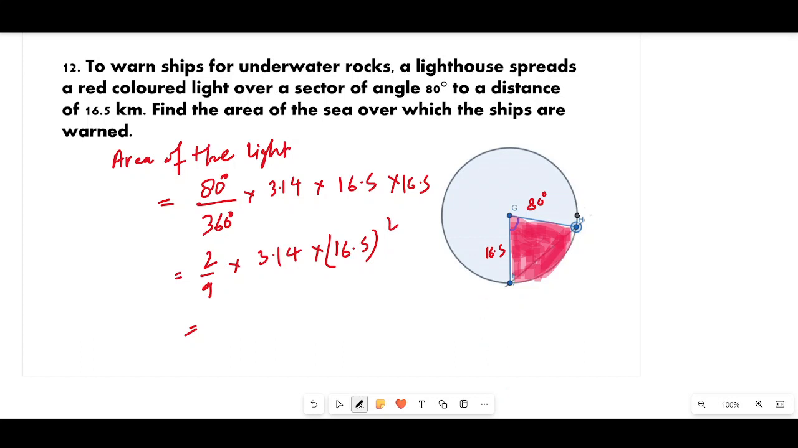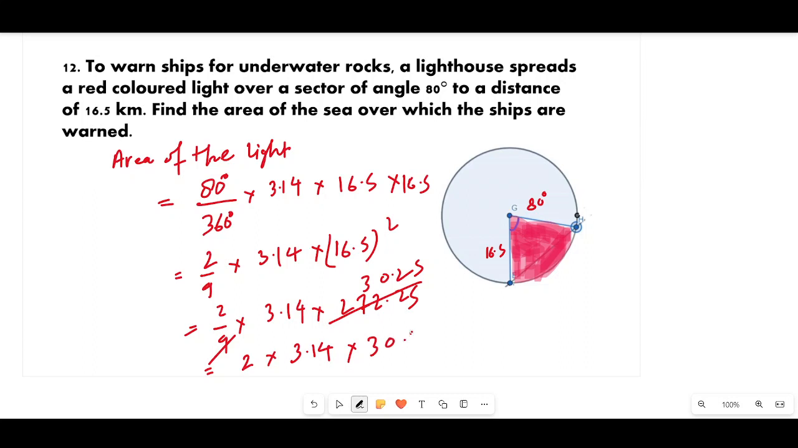Here this question the same as 45 square, so 5 5 25, 16 into 17, that will be 272. So we can write 2 by 9 into 3.14 into 272.25. Clear? Now if we divide with 9, what we will get? If we divide, we can get 30.25. Clear? So 3.14 into 30.25.